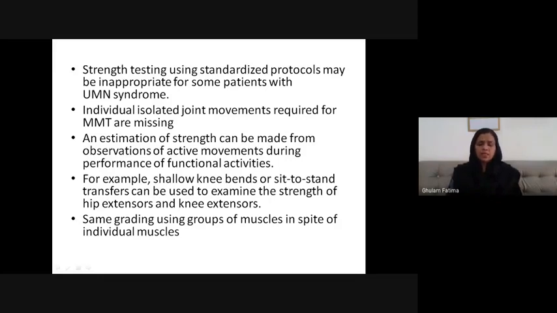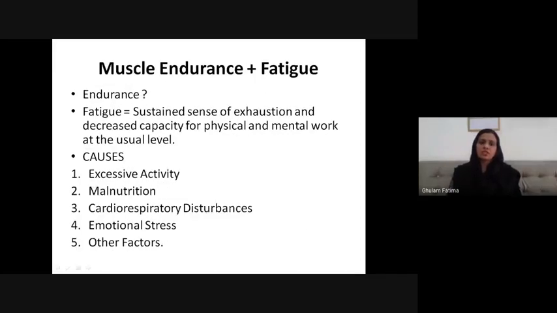So in spite of the injured muscle, we have to adopt such methods to check muscle strength in neurological patients. Next comes the concept of muscle endurance and fatigue. You know that endurance is the ability to perform an activity repeatedly over a certain period of time with some maximal effort. And opposite to that is fatigue. Fatigue is tiredness, a sense of exhaustion, decreased capacity of physical and mental work at the usual level. Now, I would like to draw your attention to the fact that this is not only physical fatigue, it is also mental fatigue.